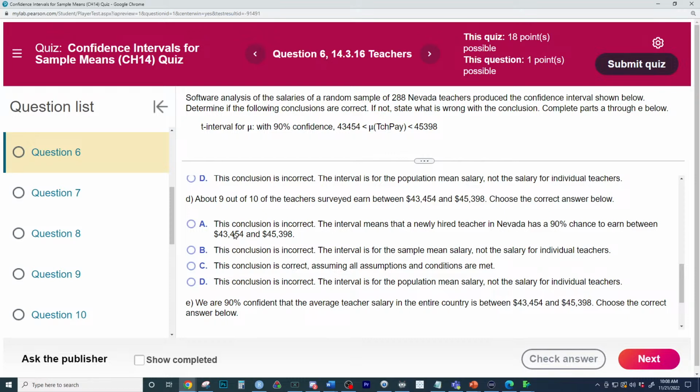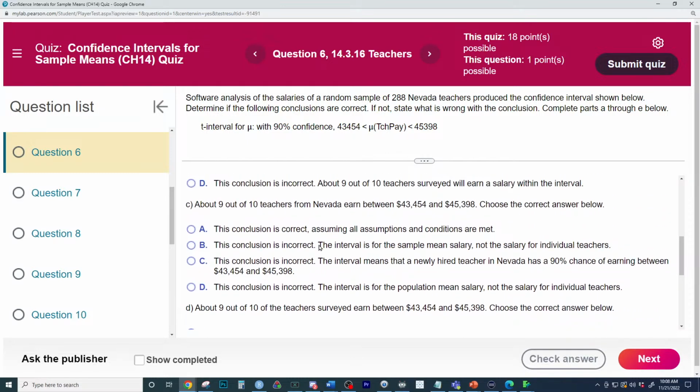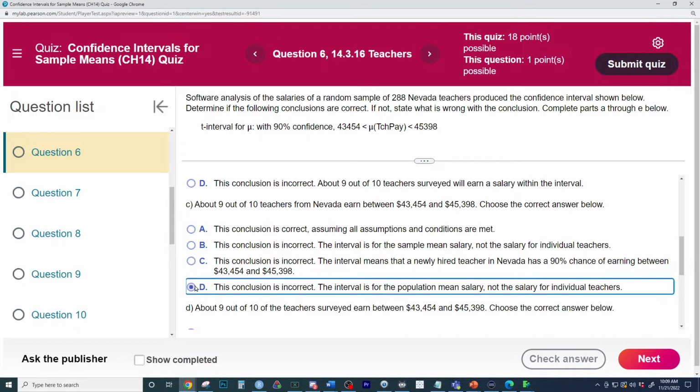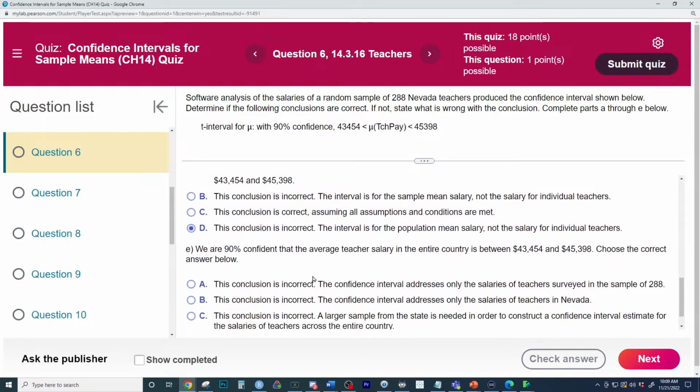The conclusion is incorrect. The interval is for the population mean salary, not the individual. Oh wait, did we skip one? About 9 out of 10 teachers from Nevada earn between this. No. The conclusion is incorrect. The interval is for the population mean. They're really hammering down that this is for the population mean. They really want you to know that.